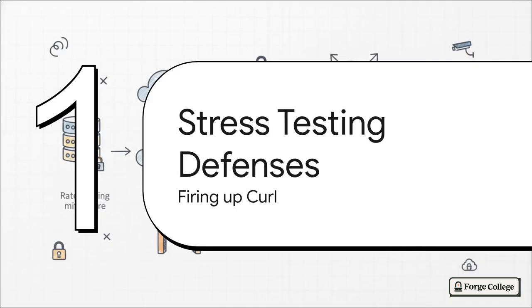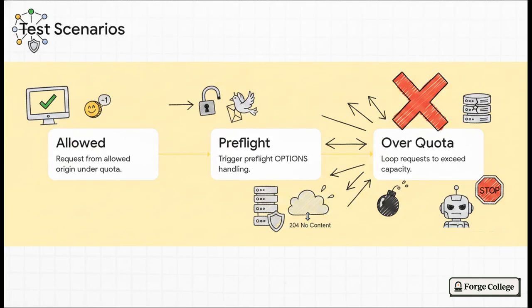But hey, code is literally nothing without proof. Let's hit Section 5, stress testing the defenses, and fire up curl to see how this builds a fortress. Let's actually open up the terminal here. Running these 3 steps is going to give us a pretty thrilling stress test. Step 1, we send a totally standard request from an allowed origin. We should see a victorious 200 OK and watch our remaining quota drop by exactly 1.